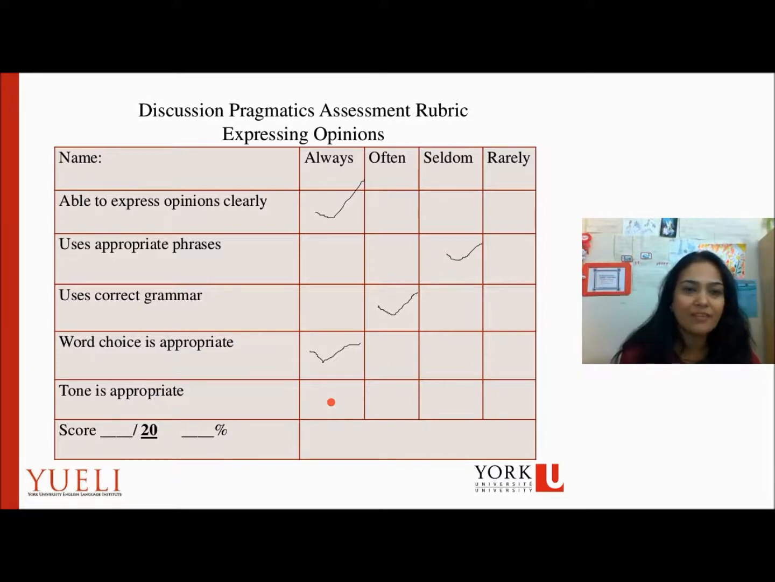Tone. Now this is where, again, I teach them a lot on tone. I teach them a lot on how one thing can be used in different ways. So for example, if I say, really, or if I say, you did. So, you did can have two different meanings and we work a little bit on that in class. So most of the time they're good, but I would say often.